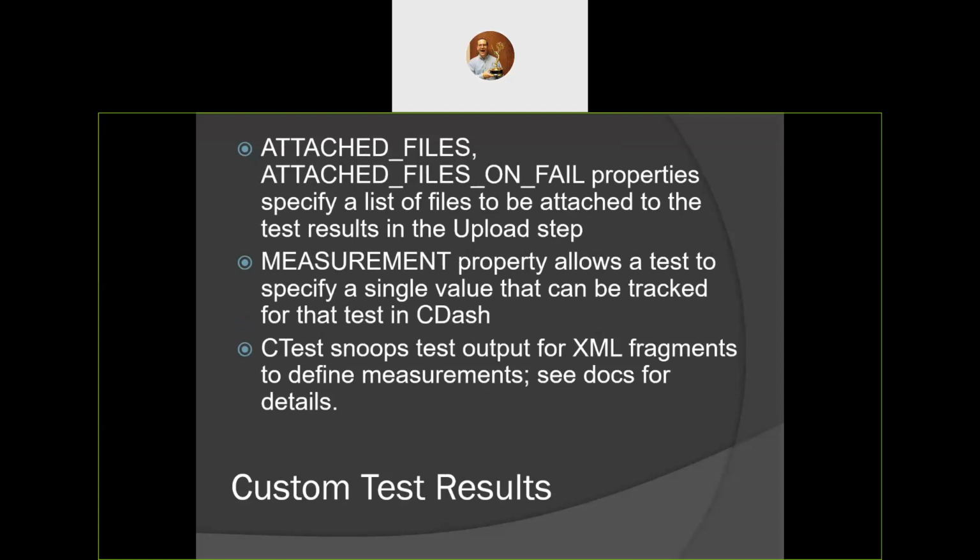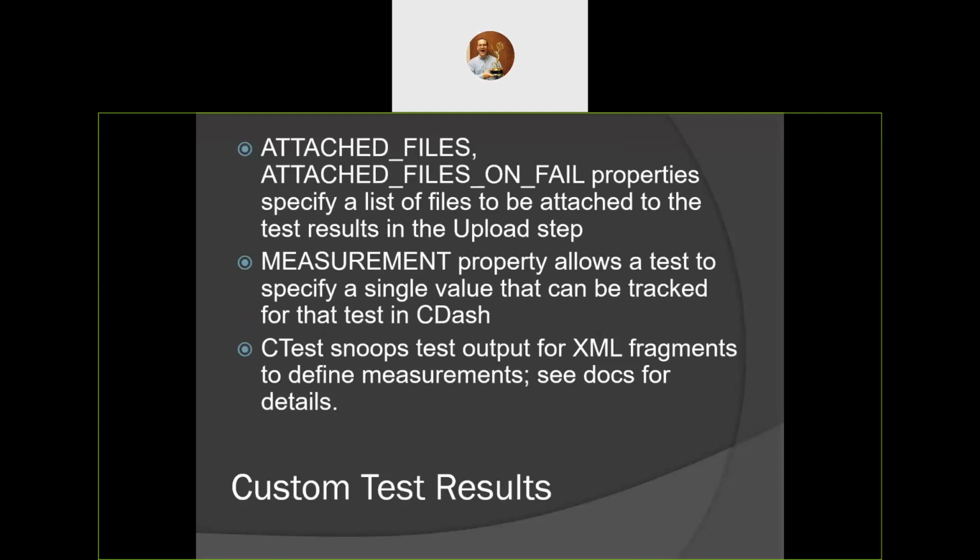It's also possible for a particular test case to just set some properties, the attached files and attached files on fail properties. You can set those if that's all you need. If all you need is just some extra files to be included with the test, that might be an easier way to go. And when the upload or submit step is run as part of the pipeline, those will be included for that test case.